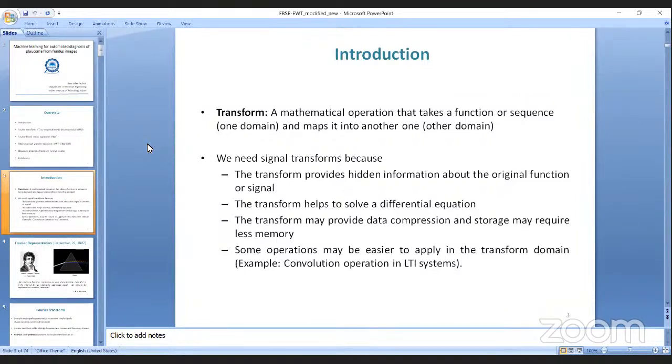And that understanding helps us have a lot of interpretation of the signal, and can be used for diagnosis purposes. And this transform may provide data compression, and storage may require less memory. So signal transforms require the design of basis functions.